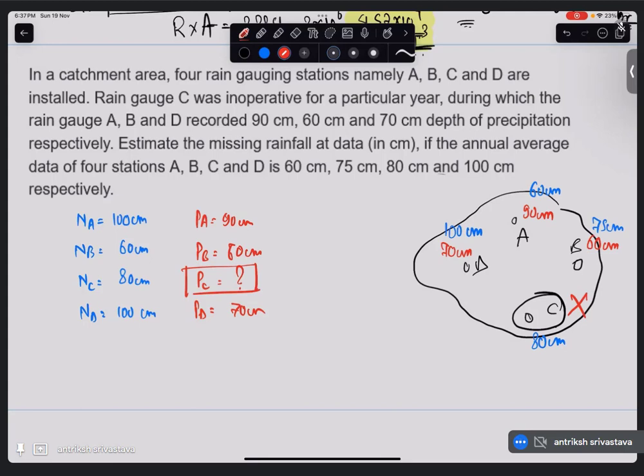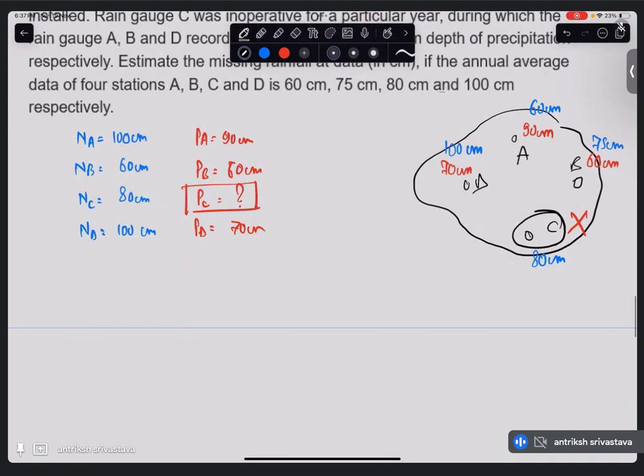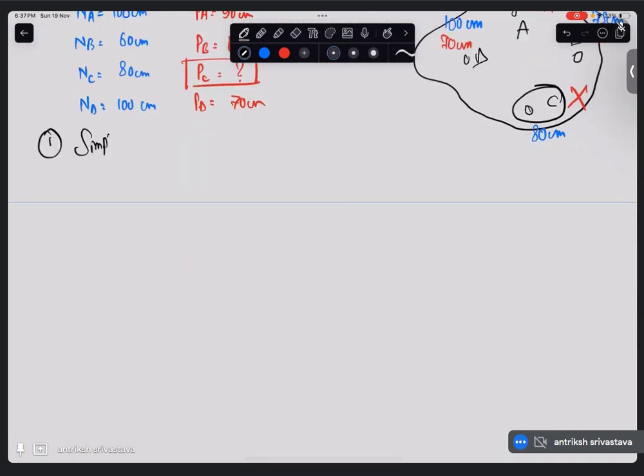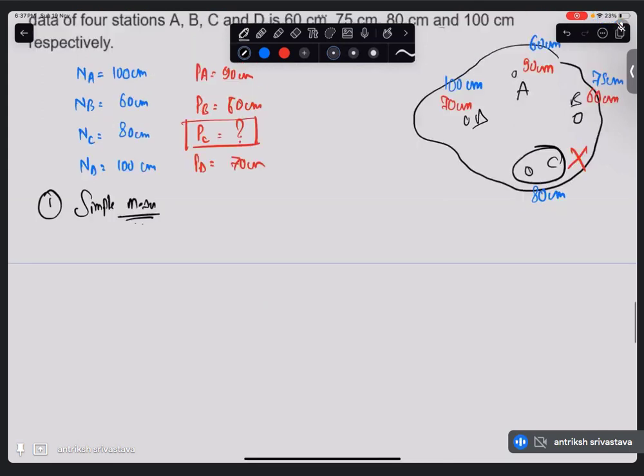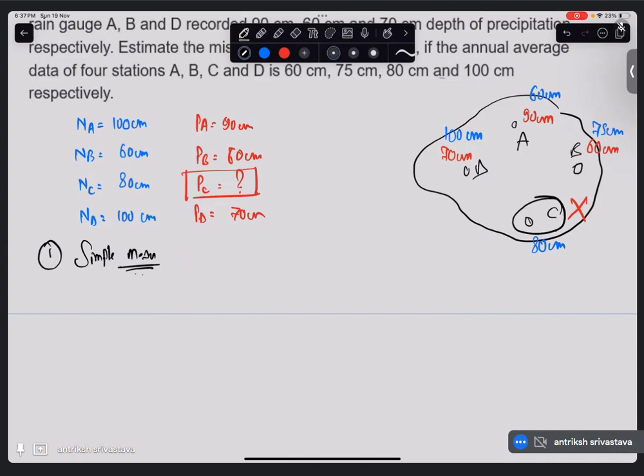Okay, so how do we go about doing this? There are two methods, but only one method will be applicable here. First method is the simple mean. That says that you take the rainfall values at D, A, and B, calculate the average precipitation using the arithmetic mean, and assign that value to PC. So PC according to this method is 90 plus 60 plus 70 divided by 3. This is 160 and 60, it is 220 divided by 3. It is going to be somewhere around 73 point something.